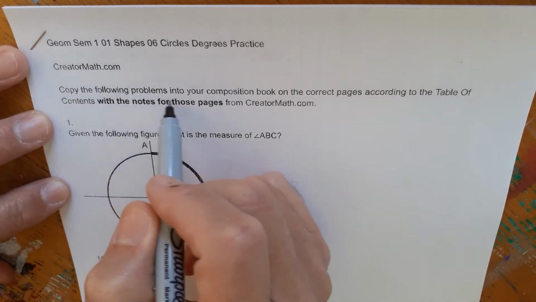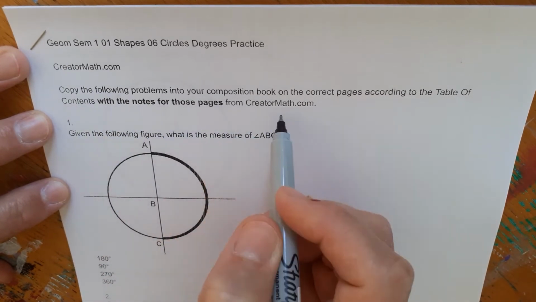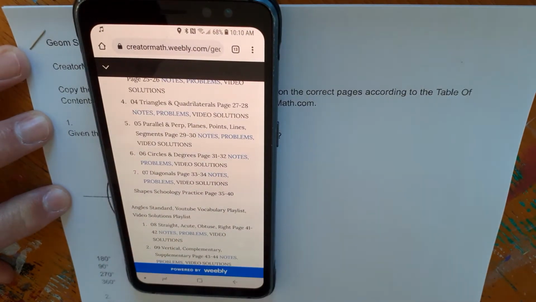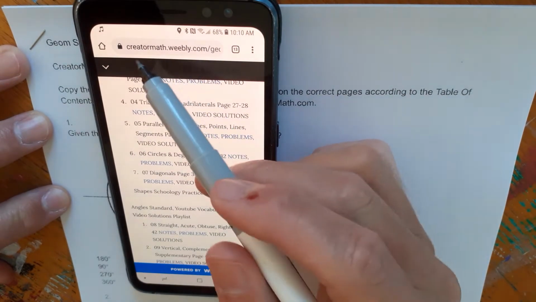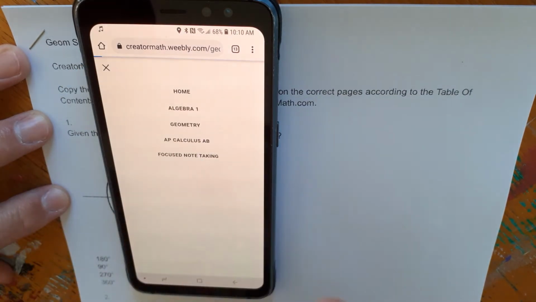It says copy the following problems into your composition book on the correct pages according to the table of contents with the notes for those pages from creatormath.com. So just to model that quickly, here's creatormath.weebly.com. Homepage looks like this.